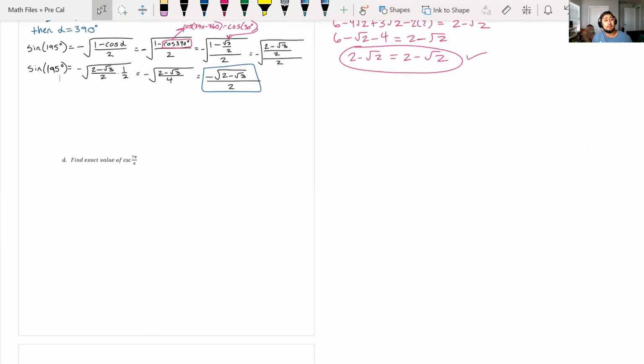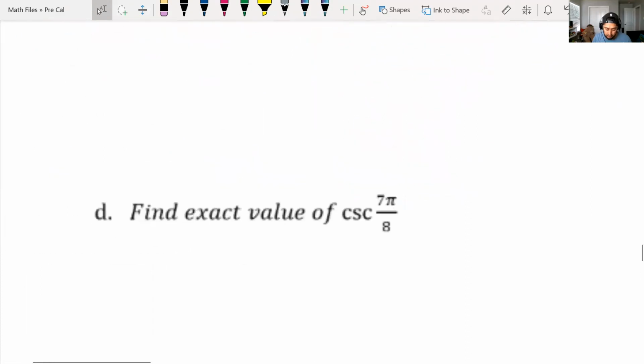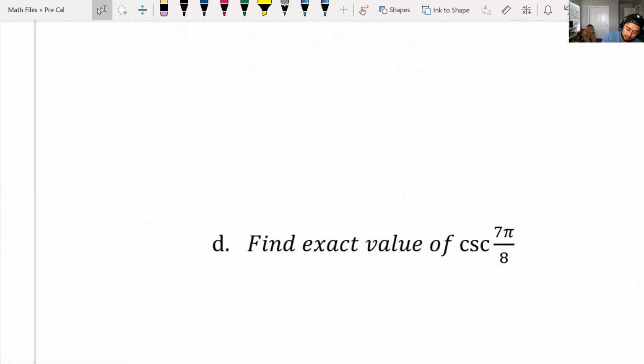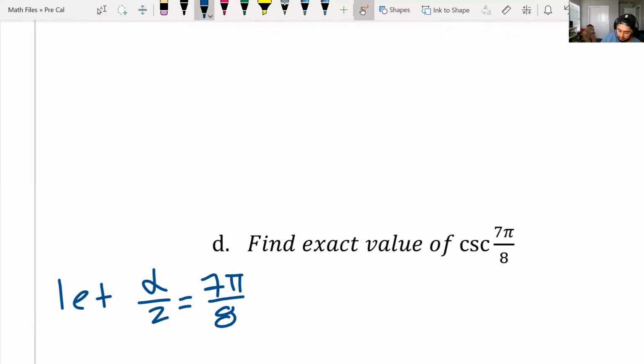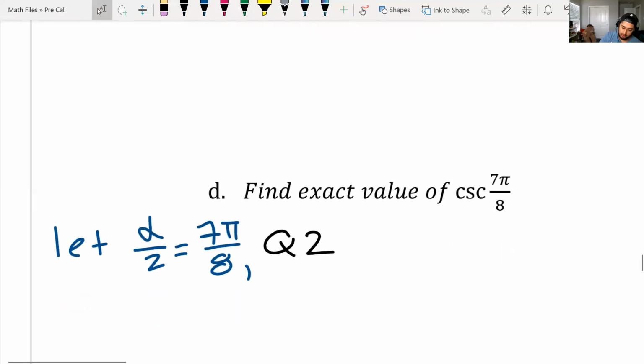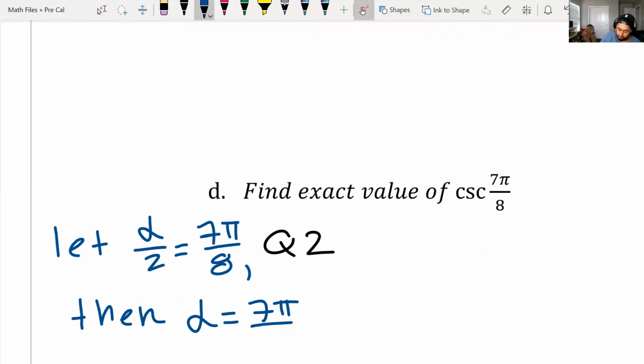All right, the cosecant of 7 pi over 8. Oof. All right, so this will be fun. Like all the other ones, let alpha over 2 equal 7 pi over 8. And from one of the previous examples, we learned that 7 pi over 8 was in quadrant 2. Then alpha must be 7 pi over 4.